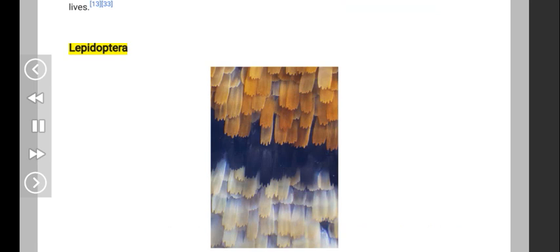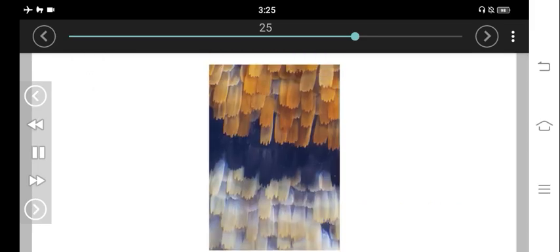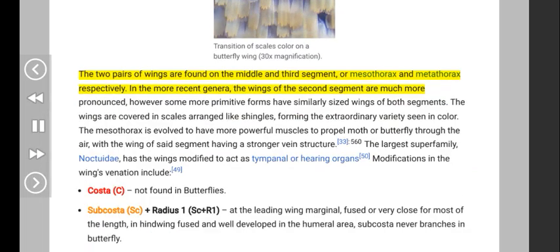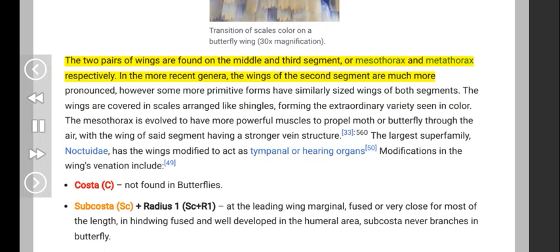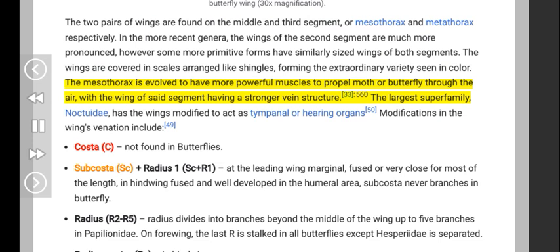Lepidoptera. Transition of scales color on a butterfly wing, 30x magnification. The two pairs of wings are found on the middle and third segment, or mesothorax and metathorax respectively. In the more recent genera, the wings of the second segment are much more pronounced, however some more primitive forms have similarly sized wings of both segments. The wings are covered in scales arranged like shingles, forming the extraordinary variety seen in color. The mesothorax is evolved to have more powerful muscles to propel the moth or butterfly through the air, with the wing of said segment having a stronger vein structure.